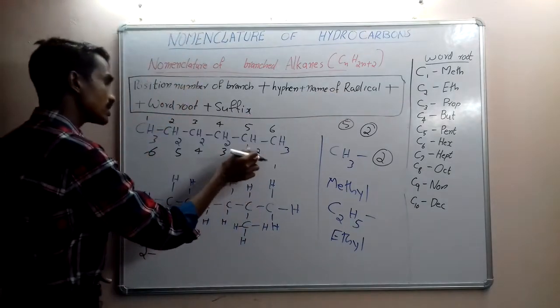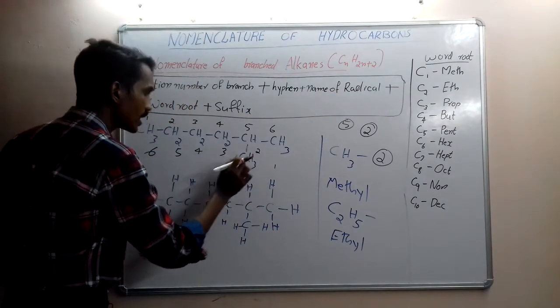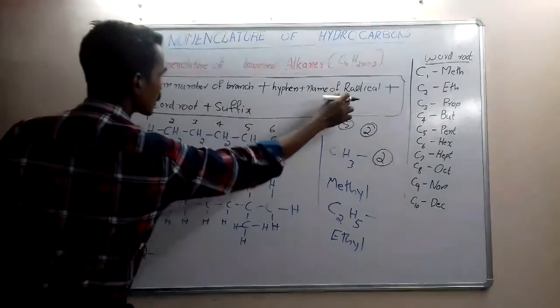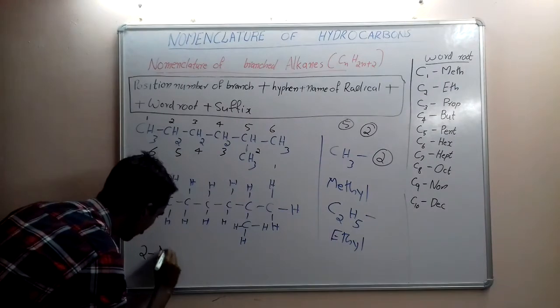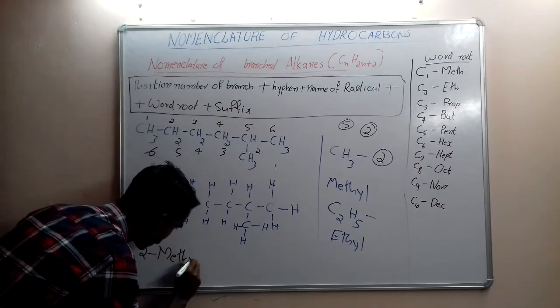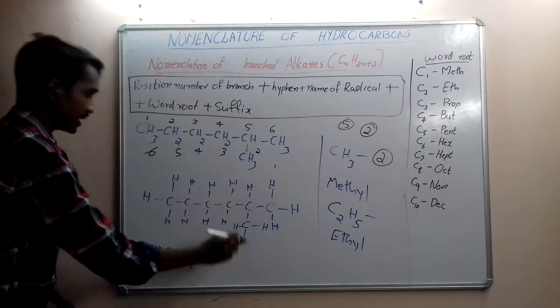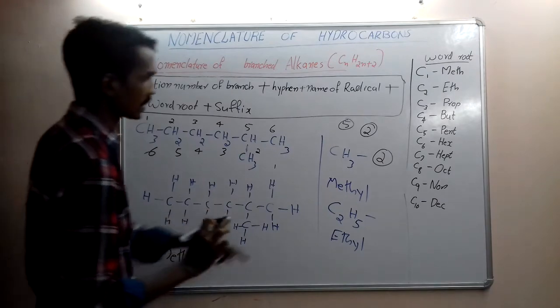So here this alkyl radical is CH3. Its name is methyl. The name of the alkyl radical is methyl. E is not written: methyl, Y-L, methyl.